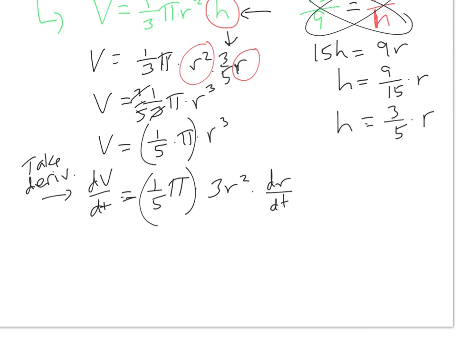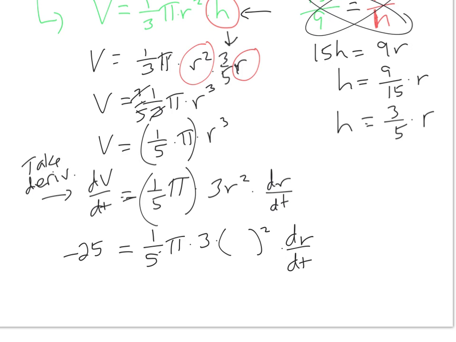And from here, I really think you'd be fine to go ahead and finish it. I'll walk you through it, just so you can make sure you're good with this. Plugging in everything I know. So going up to the top, my dV/dt was negative 25. 1/5 pi times 3 times radius squared. Radius squared, I'm not sure what my radius is. dr/dt is what I'm looking for.